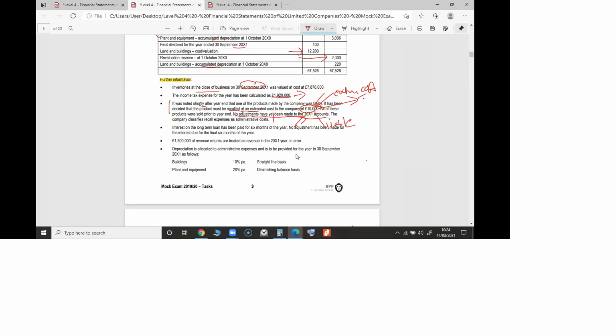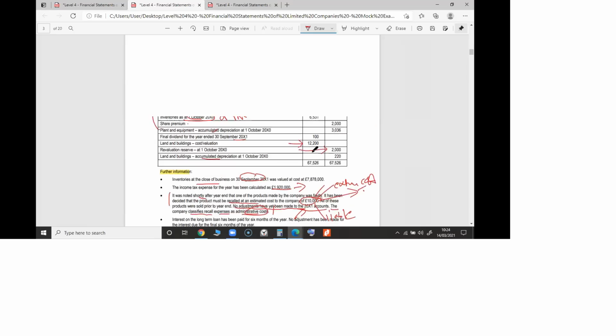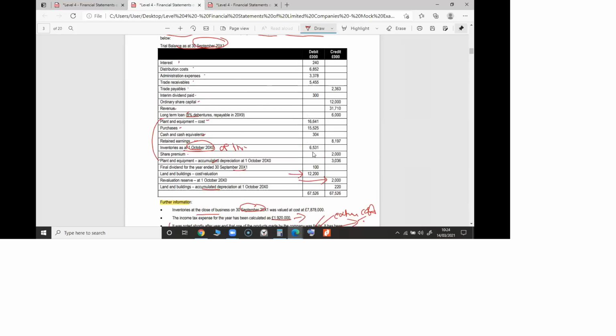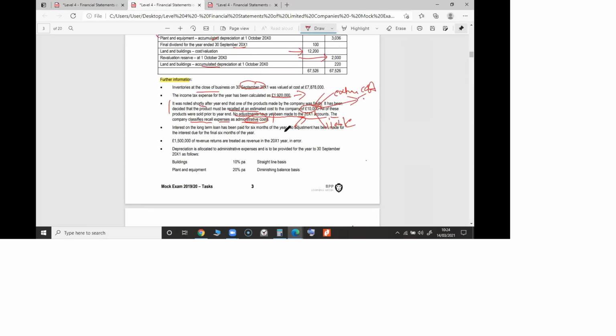Then they said the company classifies recall expenses as an admin expense. That means this 10,000 should be added with your existing admin expense. Let's check it out. We need to add this 10,000 here. That's the SPL. In the SPL, you add it with the expenses. But I said every further information should hit twice. You need to treat it twice.